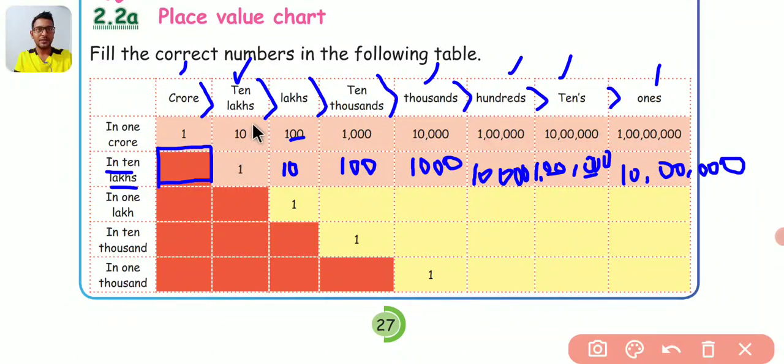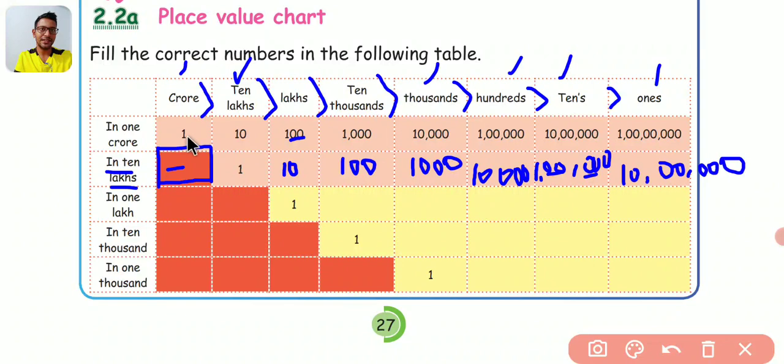Now you can compare these two rows, okay. Here there is no number. In the first, in crore, there is no number. Why? Because 10 lakh is smaller than the crore. That means there is no crore in 10 lakhs, okay. That's why it is empty.